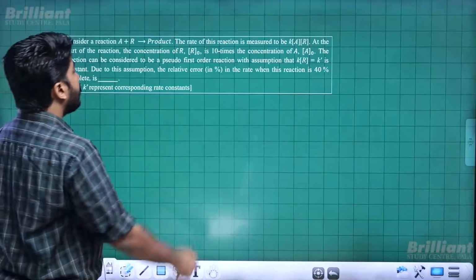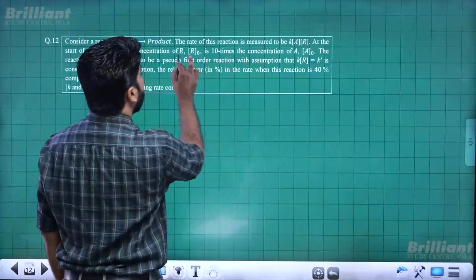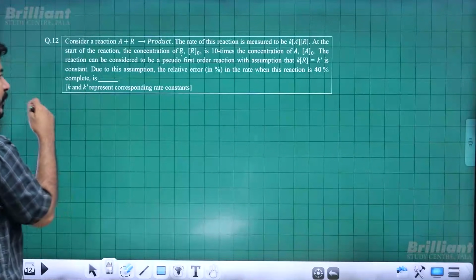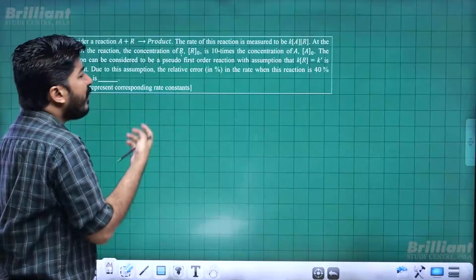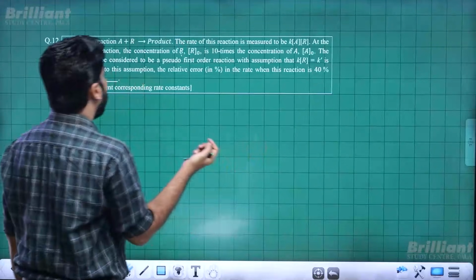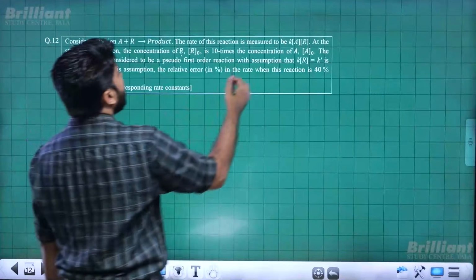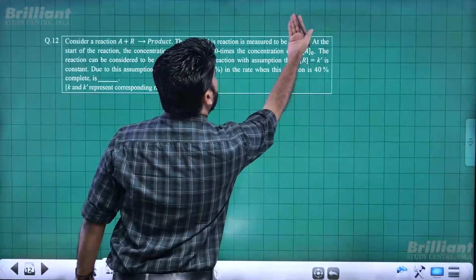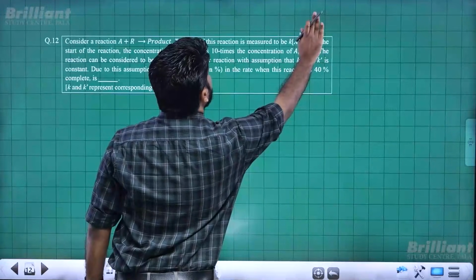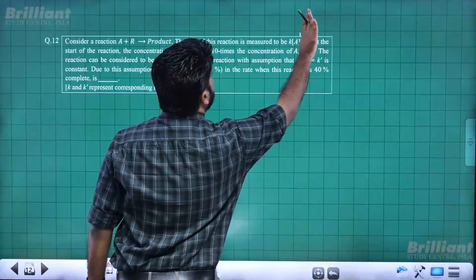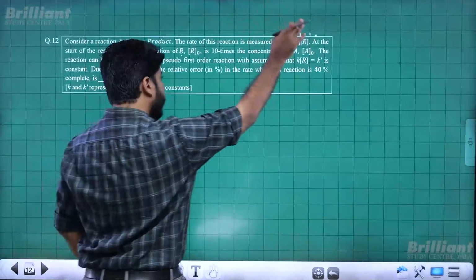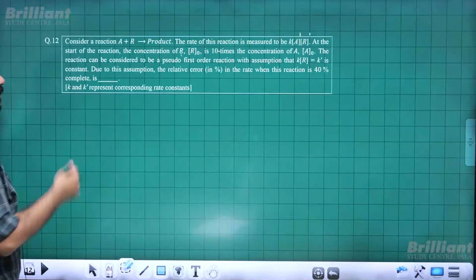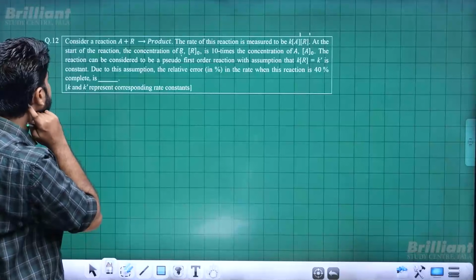which is expected because the concentration of R is plenty. R is in large excess compared to the other reactant A. So at times we may assume that the concentration of R is not varying much. And it turns out to be a pseudo first order reaction, because this is an overall second order reaction, first order in A and first order in R. If we assume this is independent of the concentration of R, this is going to be a first order reaction, which is then a pseudo first order reaction. Due to this assumption, the relative error in the rate when the reaction is 40% complete is?